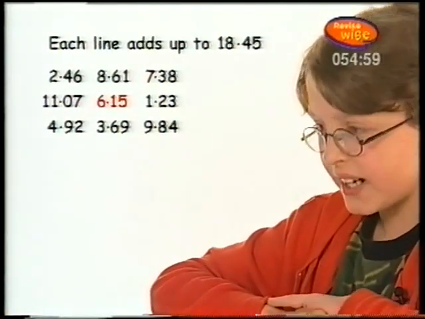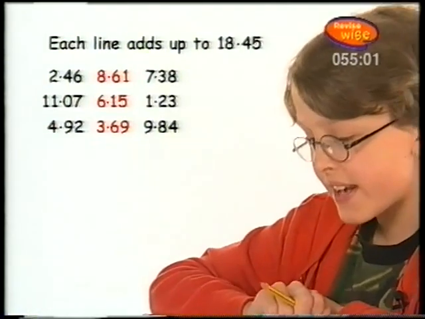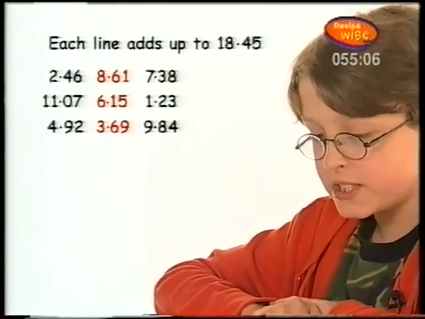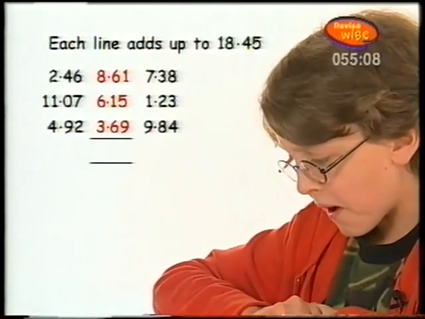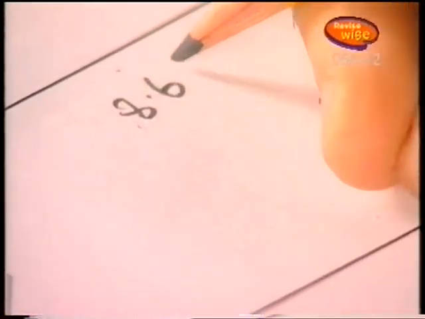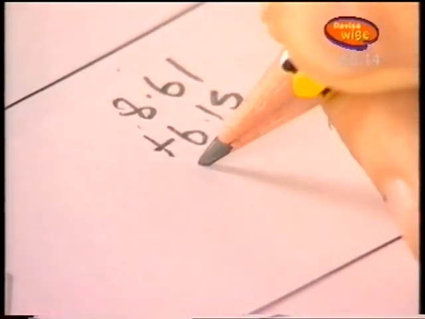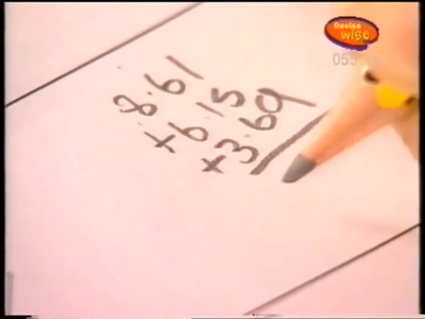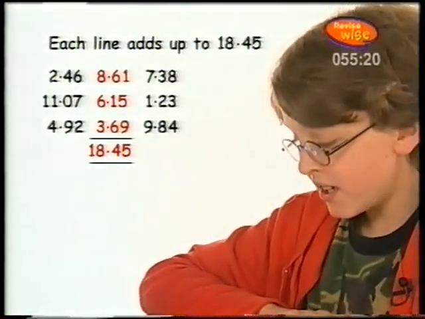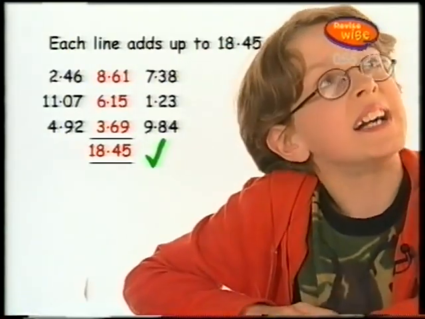Oh yes, I can add up the line of numbers down the middle of the square to see if they come to 18.45 as well. Let's see. 8.61 plus 3.69 plus 6.15 equals 18.45. So my answer must be right.